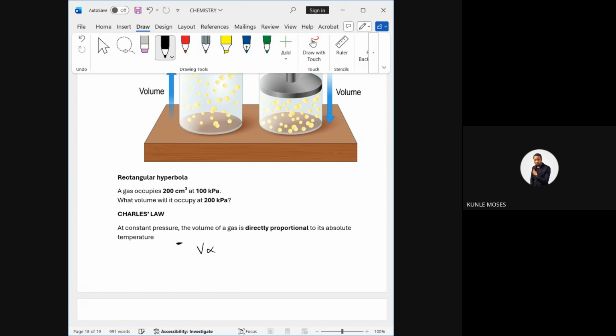That's V directly proportional to T. So you can see that the relationship between volume and temperature here is a direct proportionate relationship. So as the volume increases, definitely the temperature will increase, isn't it? So if you want to turn this to a mathematical expression, that's V equals KT, right? So if you make K the subject, that would be V over T. That's V1 over T1 equals V2 over T2.